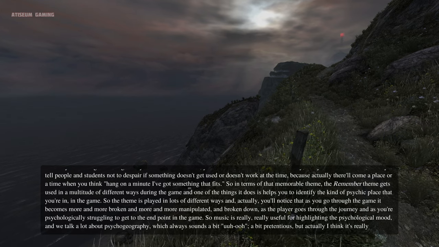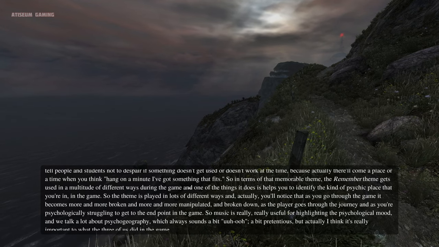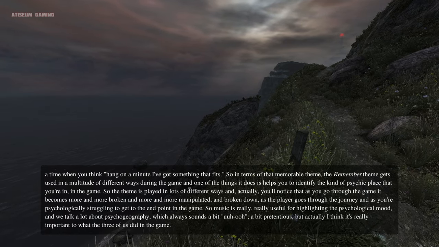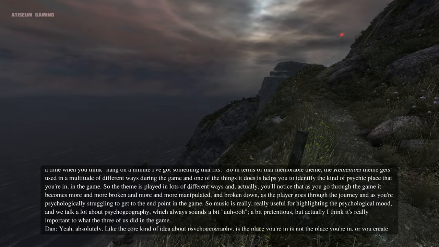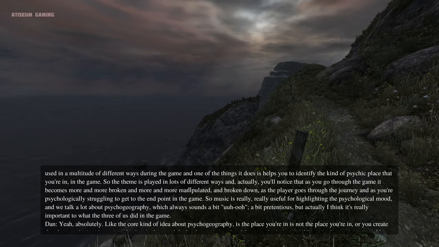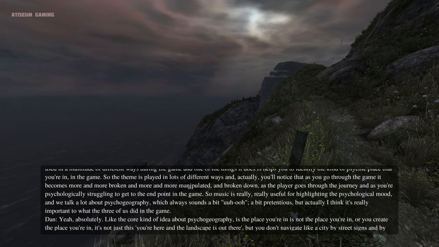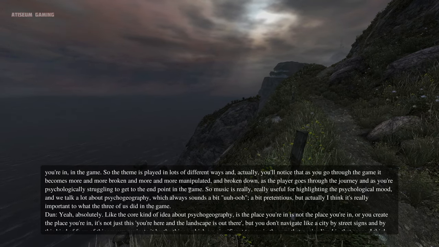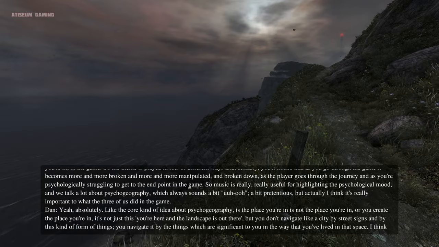during the game. And one of the things it does is help you to identify the kind of psychic place that you're in in the game. So the theme is played in lots of different ways, and you'll notice that as you go through the game, it becomes more and more broken and manipulated and broken down as the player goes through the journey and as you're psychologically struggling to get to the end point in the game. So music's really, really useful for highlighting the psychological mood. And we talk a lot about psychogeography, which always sounds a bit pretentious, but actually I think it's really important to what the three of us did in the game.